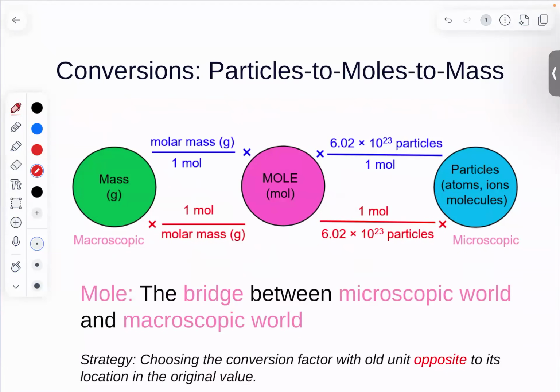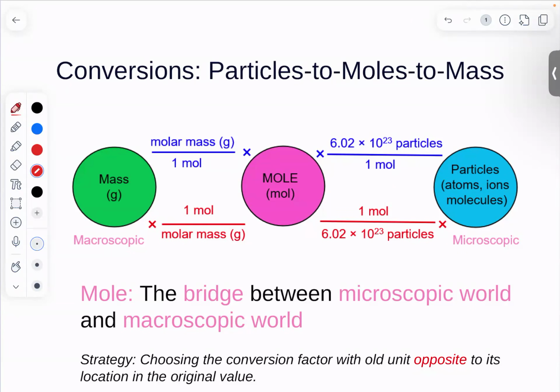In the previous videos, we learned why chemists use the mole and how the mole serves as a bridge between the microscopic world and the macroscopic world. Now it's time to use the mole to solve chemistry problems. Before we get started, let's take a look at the big picture.